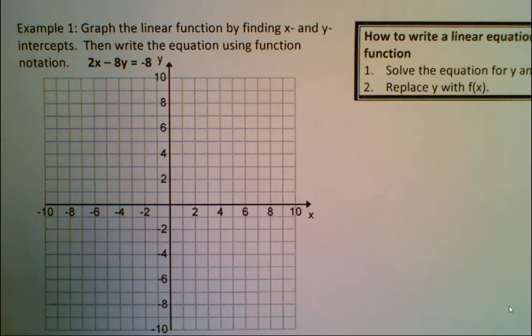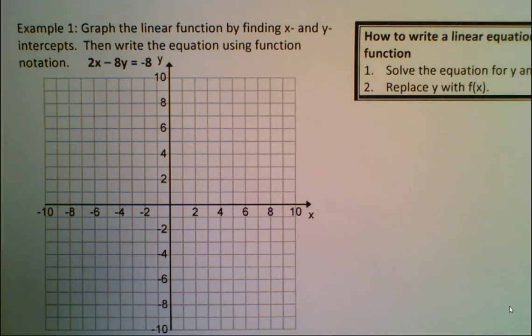It says graph the linear function by finding x and y intercepts, then write the equation using function notation. So we talked about what is a function, and it's where the domain corresponds with exactly one range, or we would say one x coordinate corresponds to exactly one y coordinate. But graphing a linear function is just like graphing a linear equation, in that we want to find the x and y intercepts.